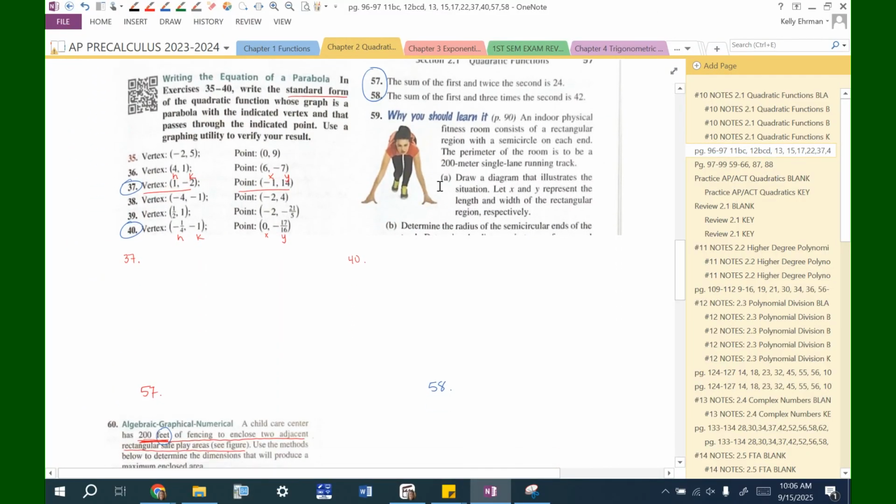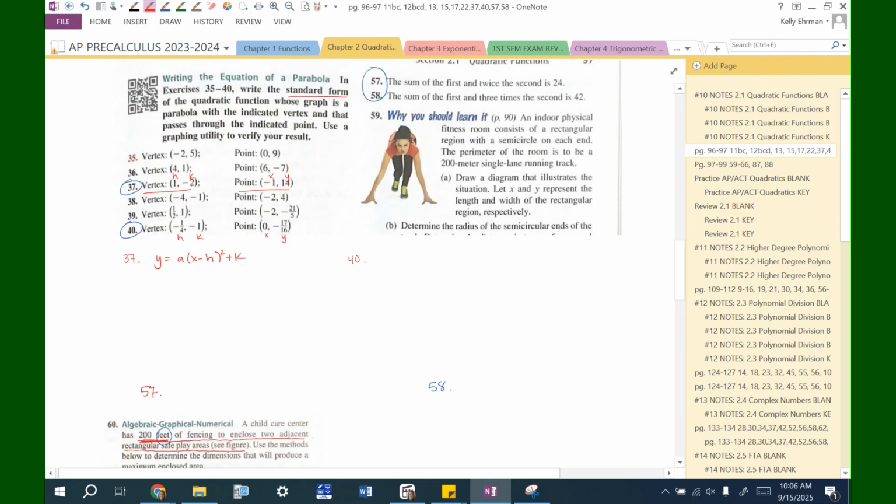Okay, let's take a look at the next one. So this says, write the standard form equation, vertex form again, whose graph is a parabola with the indicated vertex, and it has to pass through the indicated points. So remember, we have y equals some coefficient a times x minus h squared plus k. This is standard form or vertex form of a parabola. And you have 4 of those variables to plug in. The only unknown is a.